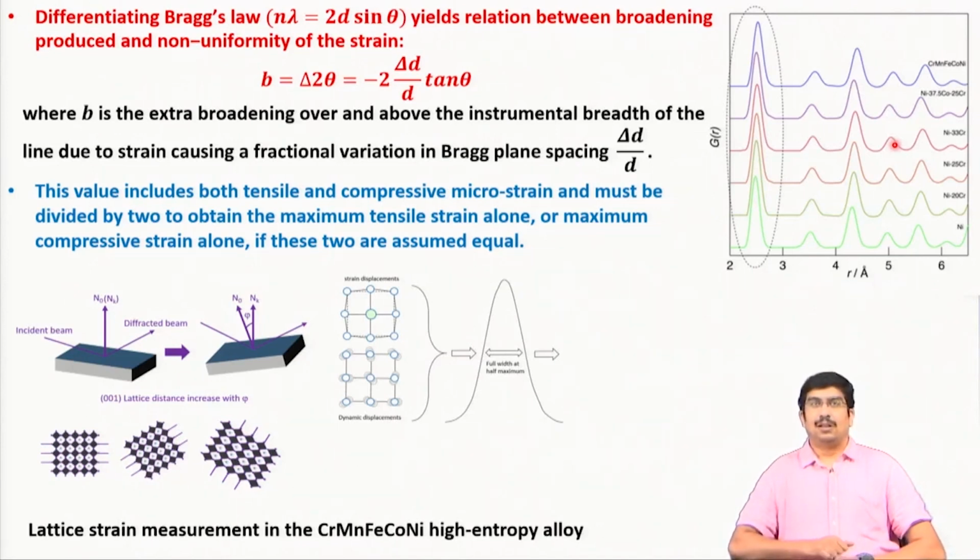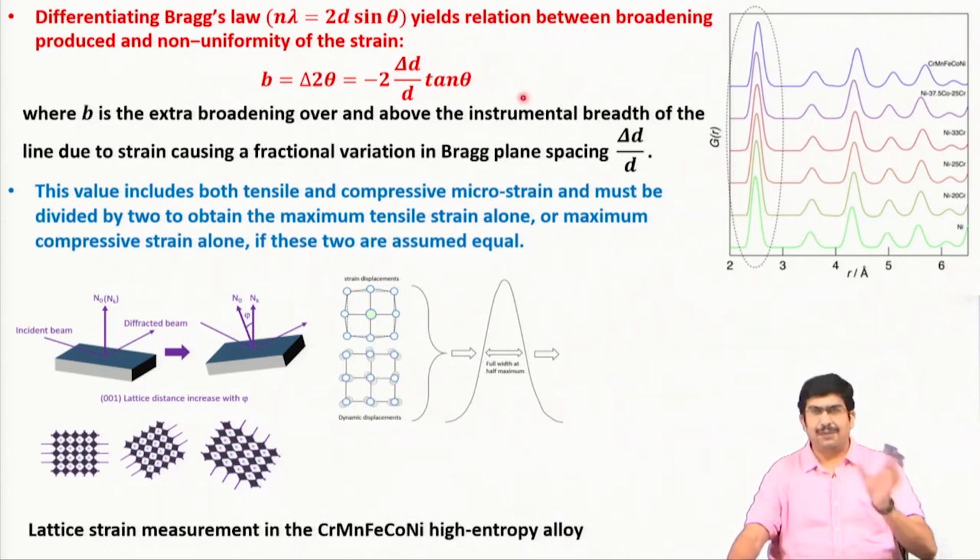Anyway, how to get quantitatively this amount of stresses in the material? There are many other ways, but we are discussing the simplest of all, how we can determine the amount of stress in the material. What we can do is take Bragg's law and differentiate it. We take n lambda equals 2d sin theta, consider lambda being constant and n being just first order diffraction.